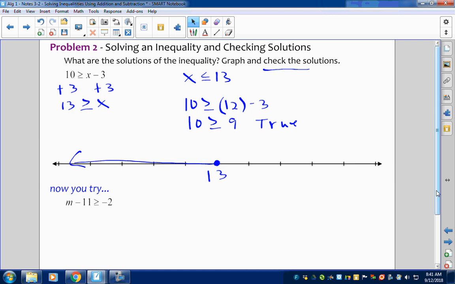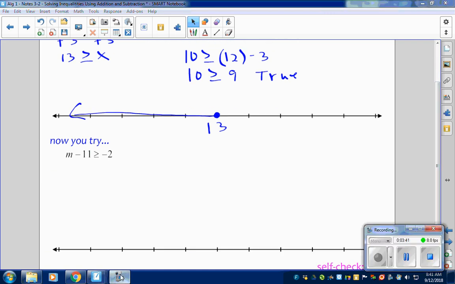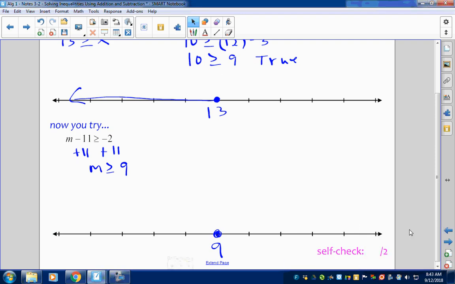So why don't you try the next one on here. In this case, my solution is m is greater than or equal to 9. So place whatever solution you get just in the middle of the number line, and then we're going to shade to the right this time. So m is greater than or equal to 9.